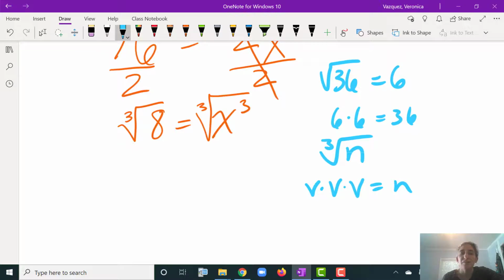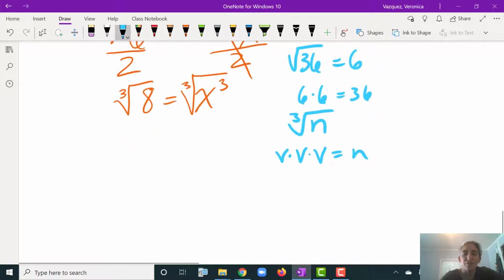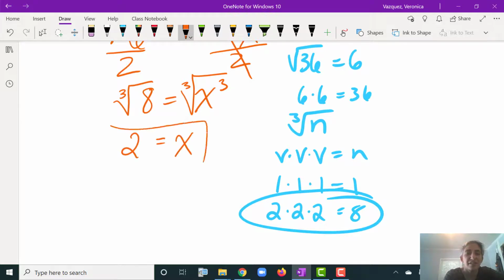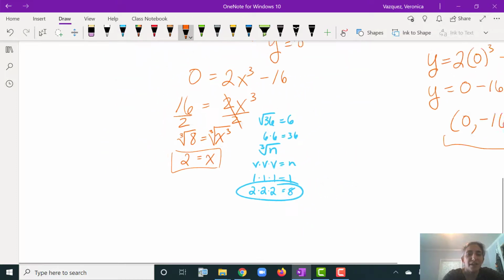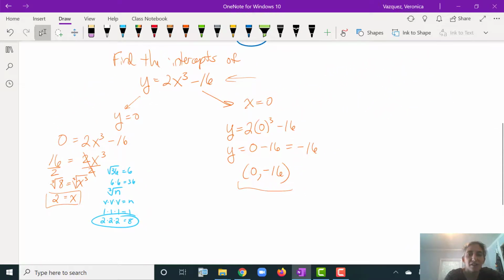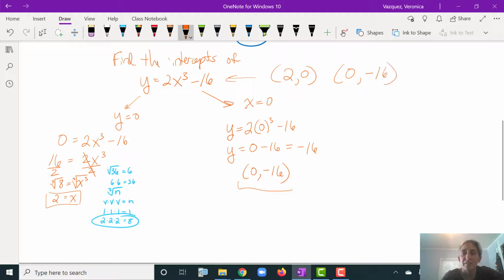Right? So with 8, it's fairly easy to reach that value because we can try 1. So 1 times 1 times 1 is 1. That's too small. We try 2. 2 times 2 times 2, that's 8. We get it right on the money. So the cube root of 8 is equal to 2. That gives us 2 is equal to x. And that's our solution. So the x-intercept of this function is (2, 0). The y-intercept is (0, -16). Okay?